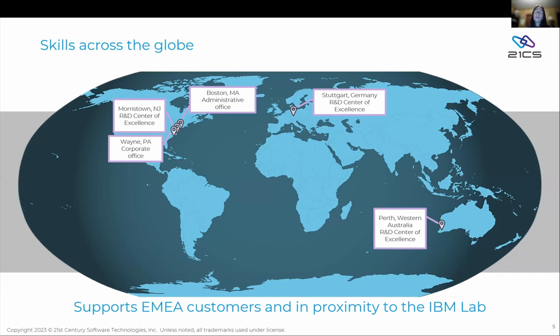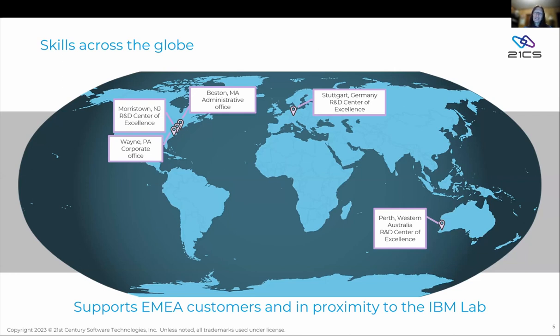Now, where are we located? How can we support a global product like VSE, an operating system? Well, we're global. We have offices in Perth, Australia, where our z/OS Center of Excellence is located. We have offices in Morristown, another R&D Center of Excellence.